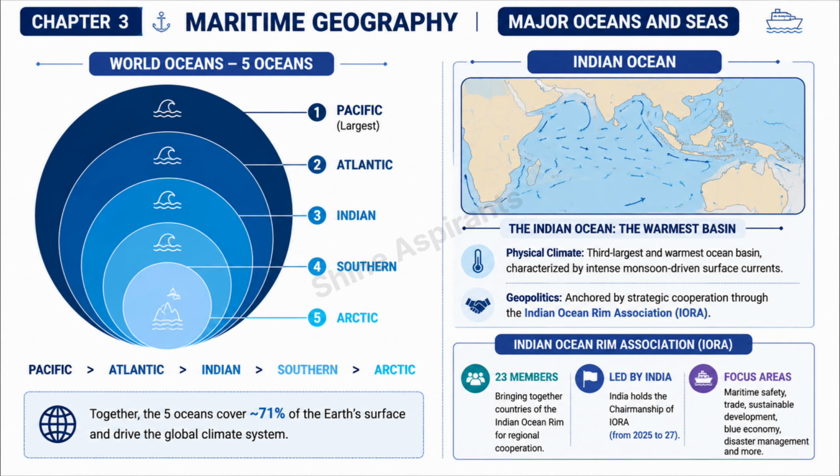World oceans. There are 5 oceans in the world, in order of size from largest to smallest: Pacific, Atlantic, Indian, Southern, Arctic. Indian Ocean, special note. Third largest ocean in the world. Warmest ocean in the world. Characterized by monsoon-driven surface currents. Strategic cooperation through the Indian Ocean Rim Association (IORA). IORA comprises 23 members. Led by India from 2025 to 2027, a very important current affairs fact for UPSC 2026.